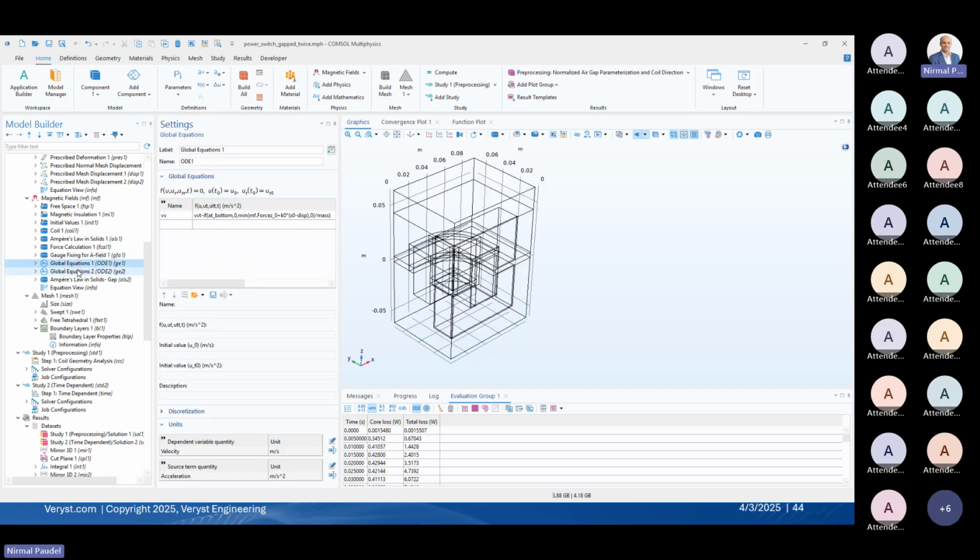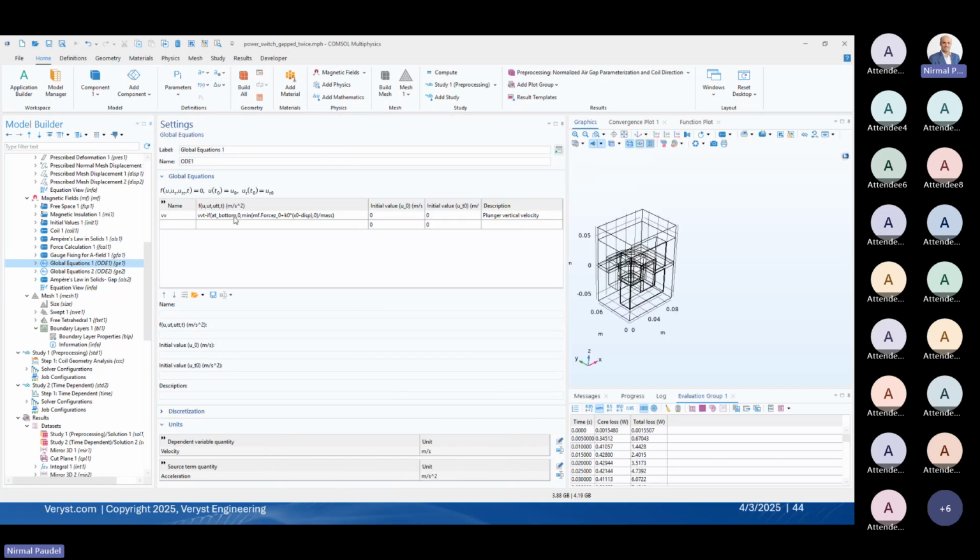And we have a global equation. We're defining basically two equations, one for velocity and another for displacement. In the velocity, there are some logical operations. I'll not go into detail, but the idea is, if it touches the bottom, the velocity is reset to 0, and then the velocity will be determined by the force plus the spring constant times displacement divided by mass.